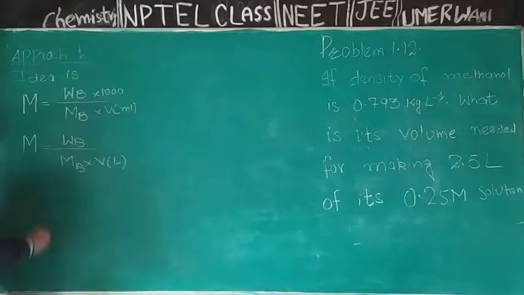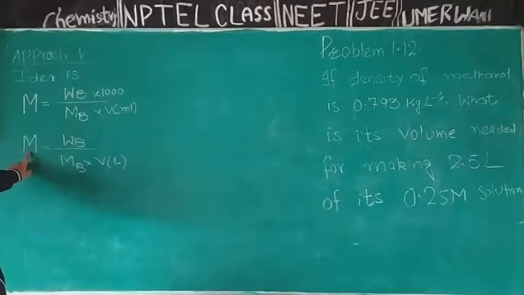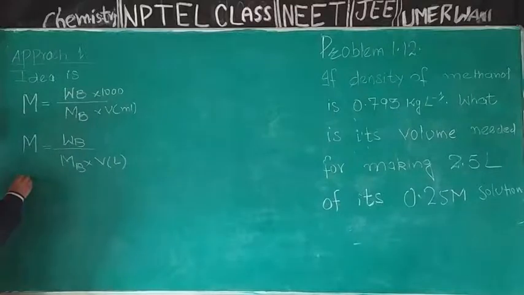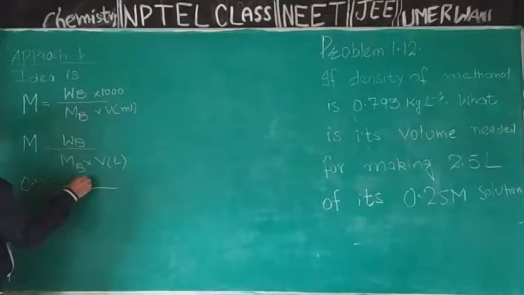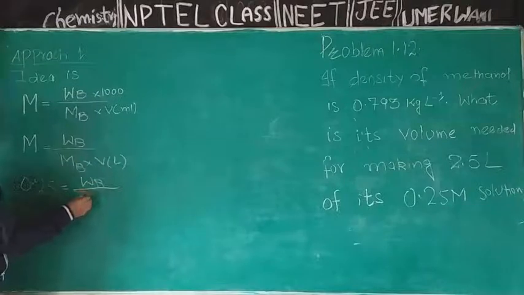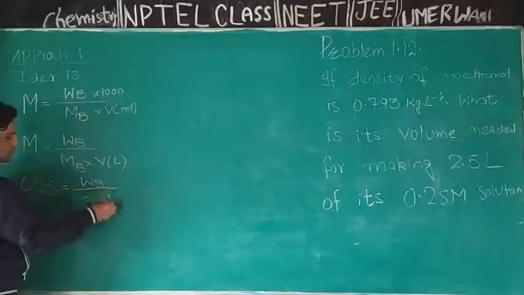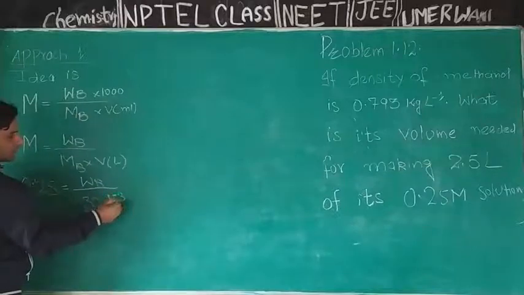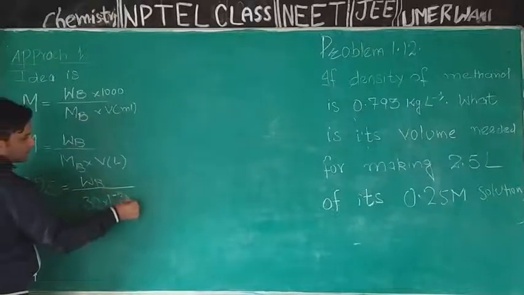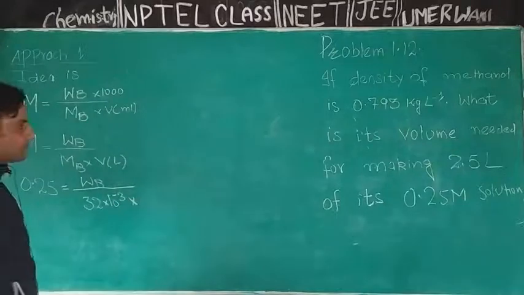Now in this equation I know molarity 0.25 molar. I will first calculate mass of methanol that is needed, WB. Molar mass of methanol is 32 grams. I will express it in kg because given density is also in kg. 32 into 10 raised power minus 3 multiplied by volume. Its volume in liter is 2.5 liter.